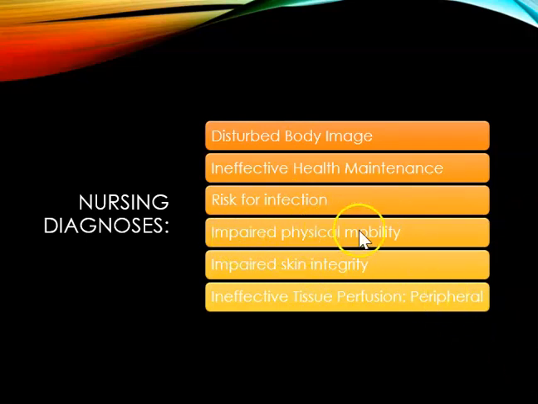You want to take care of any impaired physical mobility, get PT and OT involved. The impaired skin integrity fits along with the risk for infection. So you're going to be doing your dressing changes, frequently assessing the skin, documenting on those, and performing skin care as per the wound care orders. And then ineffective tissue perfusion, peripheral, again for this one.